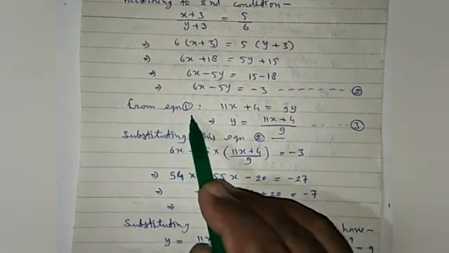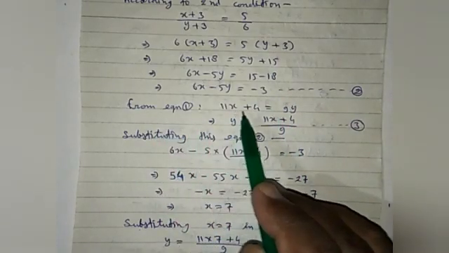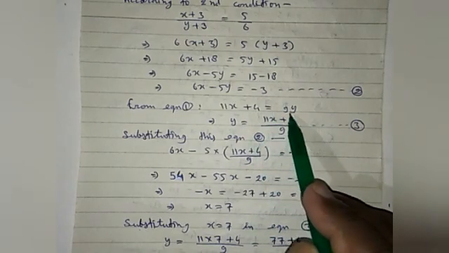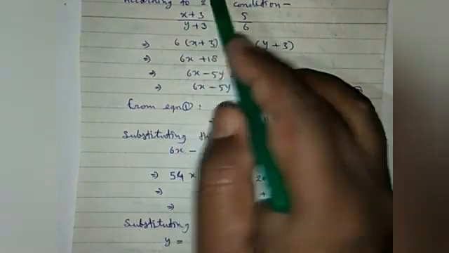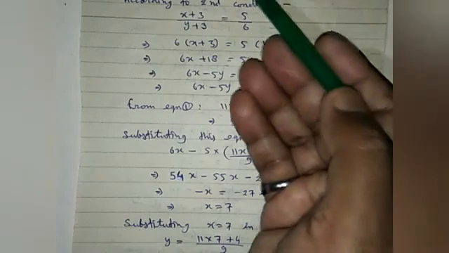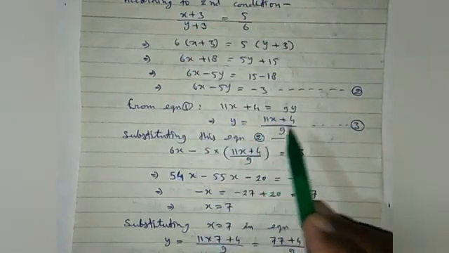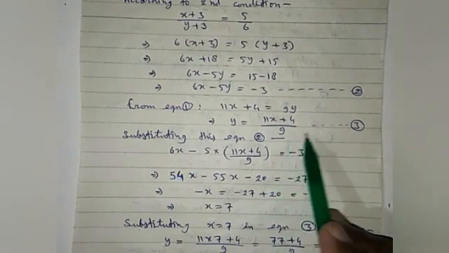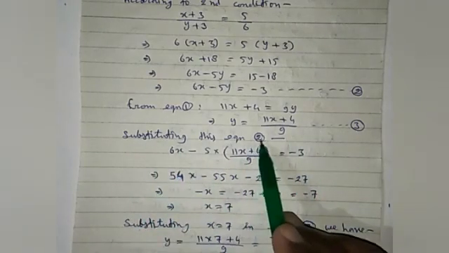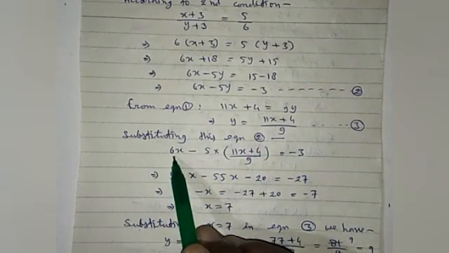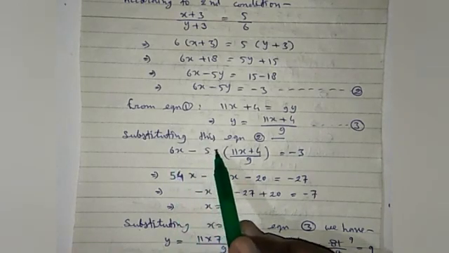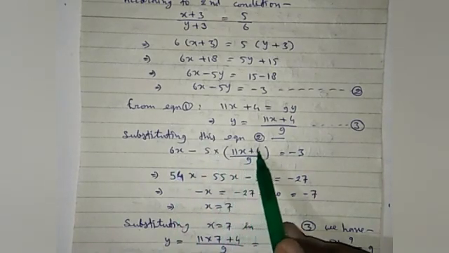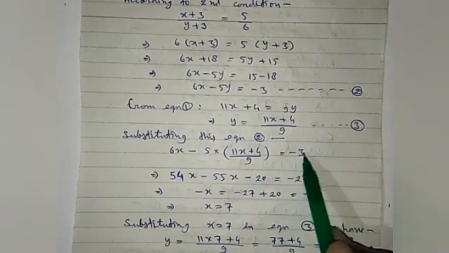Now from equation number 1, 11X plus 4 equal to 9Y. Here 9Y is taken on the right hand side and minus 4 is taken on the left hand side. So here Y is equal to 11X plus 4 divided by 9. So here substituting this in equation 2, we have 6X minus 5Y, means 5 into 11X plus 4 divided by 9, that is equal to minus 3.